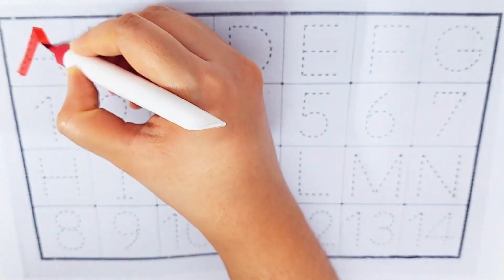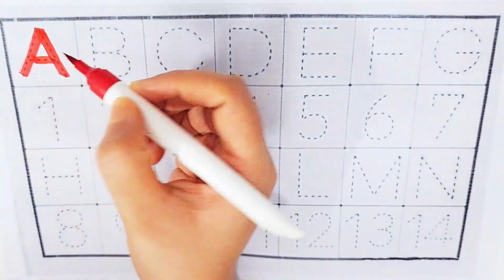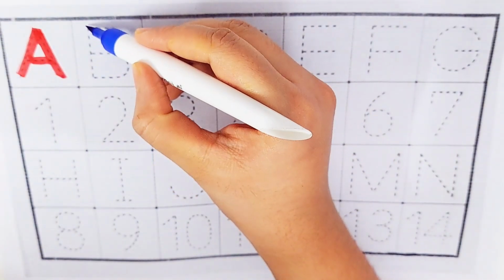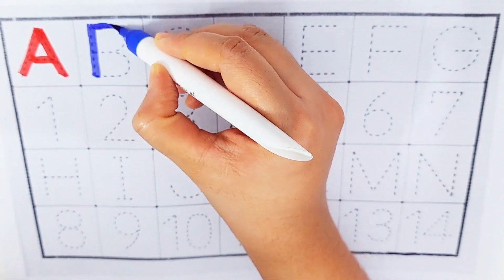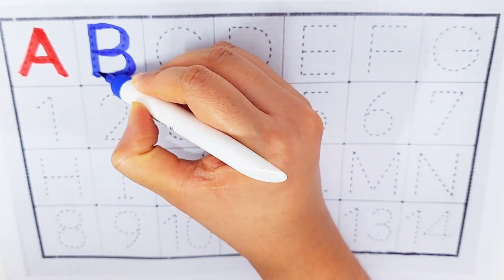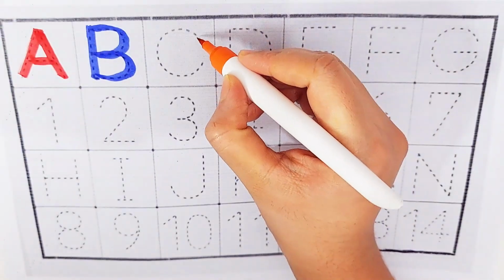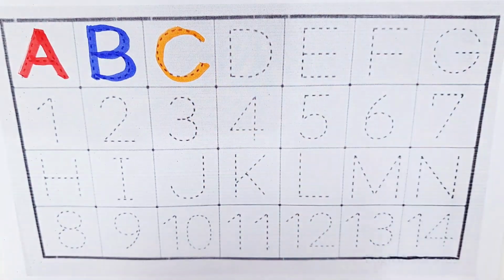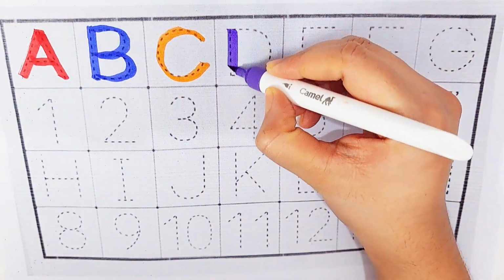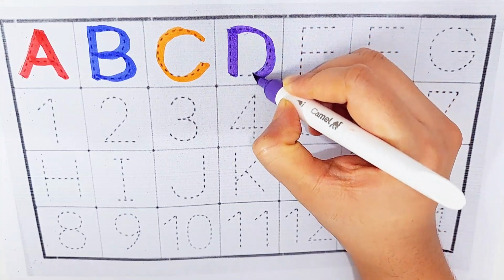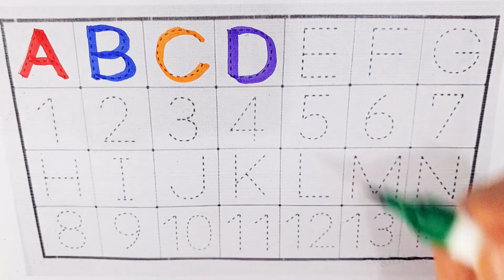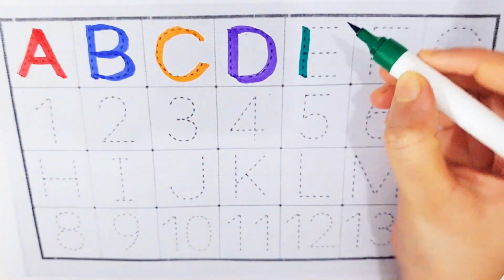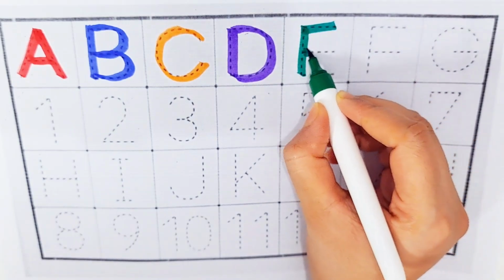A. A for avocado. B. B for box. C. C for caramel. D. D for door. E. E for egg.